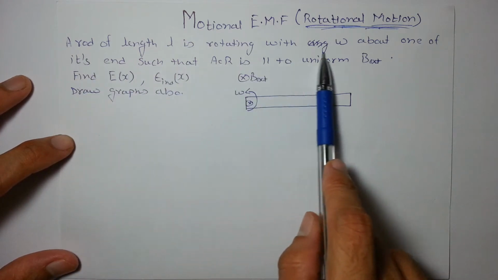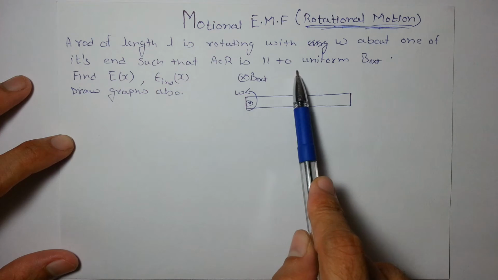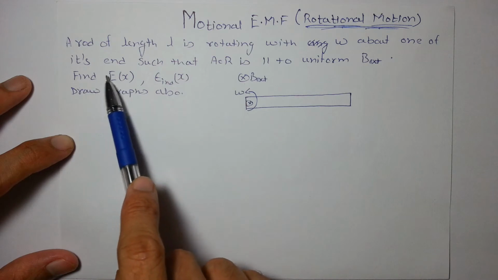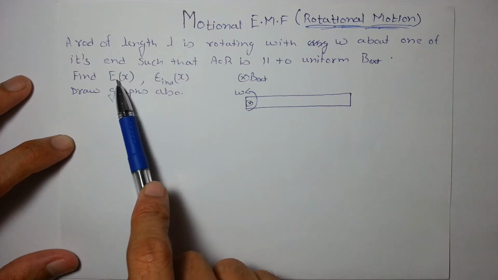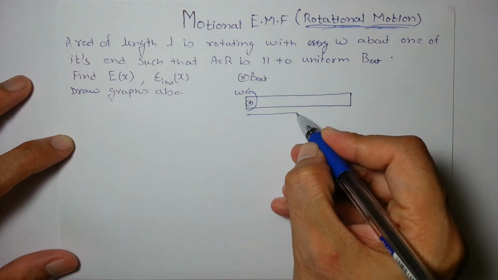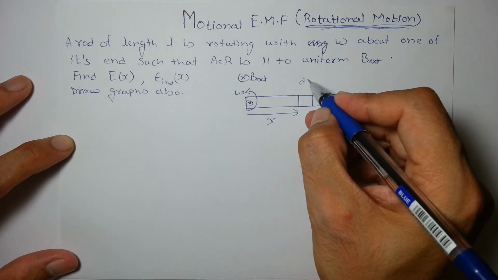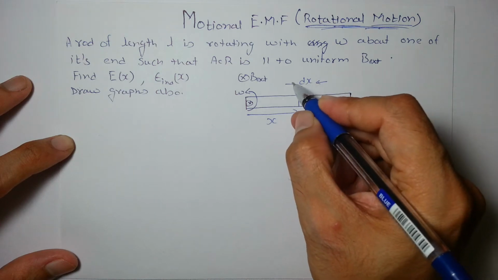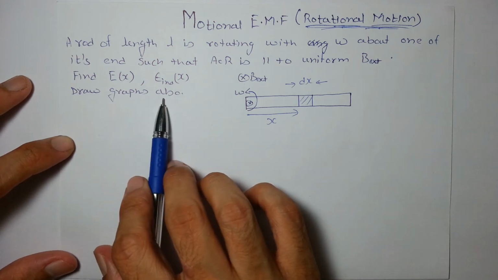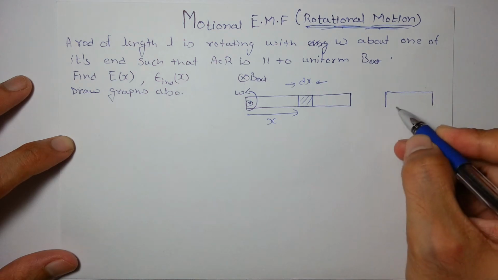A rod of length L is rotating with angular velocity omega about one of its ends such that the axis of rotation is parallel to the uniform external magnetic field, which is into the plane of paper. We have to find the electric field that is induced as a function of x. X is nothing but the distance from the axis of rotation, and take a small element of length dx. We also have to find the EMF induced as a function of x and draw their graphs.